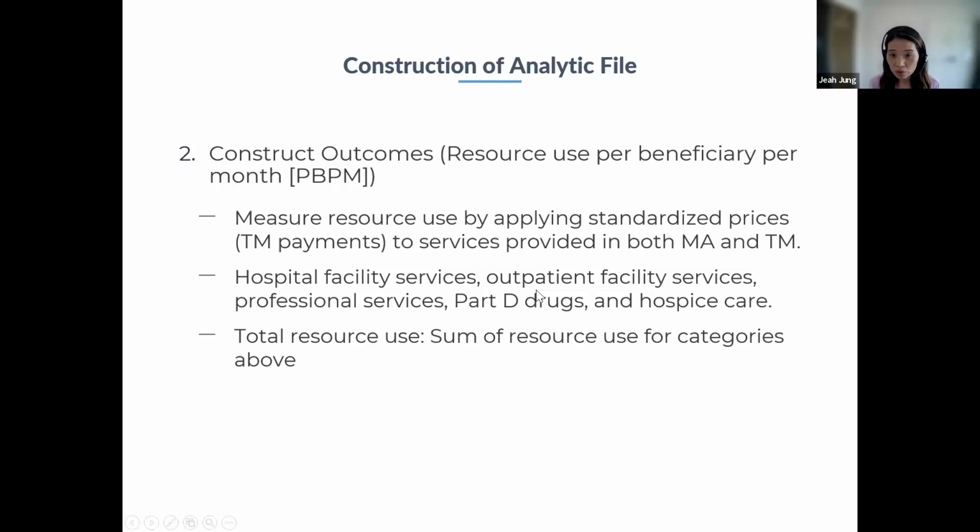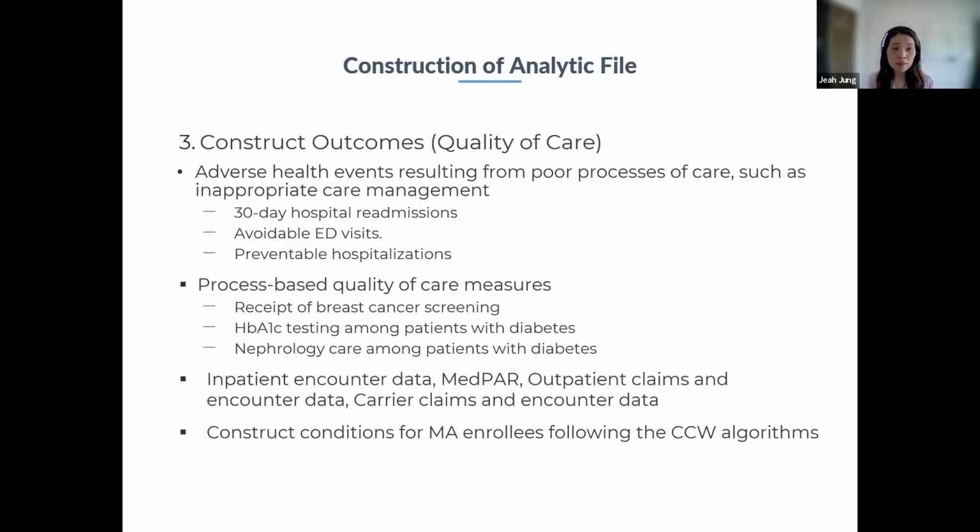So that was our resource use or outcome measures. This is in dollar terms per beneficiary per month. The second, we also had some quality of care measures. There are two categories of quality of care that we measured. The first one is occurrence of adverse health events, which we believe come from potentially ineffective or inappropriate outpatient care management. So we had three measures capturing adverse health events: 30-day hospital readmissions, avoidable ED visits, and preventable hospitalizations.